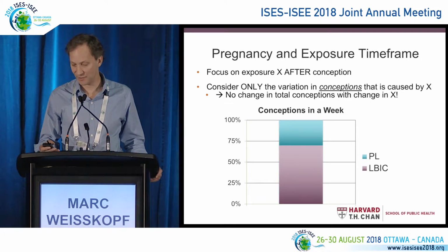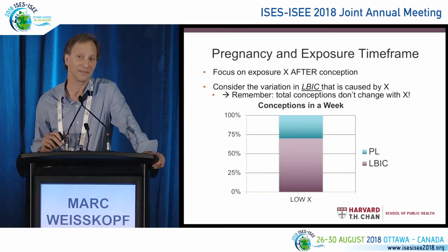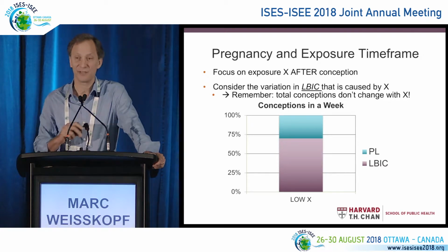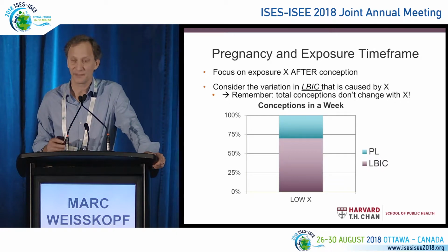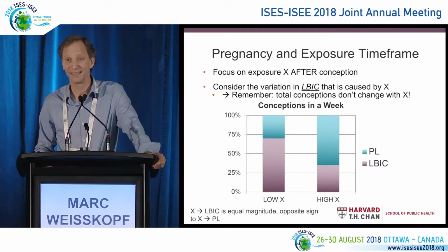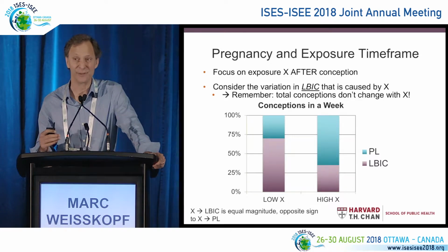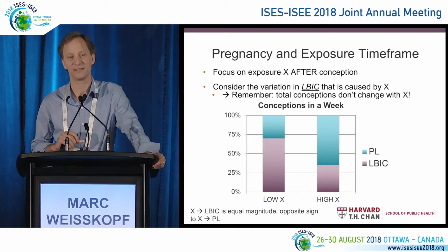So it's made up of both of those. But now we can consider what's the variation in the live birth identified conceptions that is related to X. If I now tell you that what I'm showing you here is when X is low, we might get a certain number of pregnancy losses, but when X is high, the live birth identified conceptions, which we do see, goes down, it has to be doing that in an equal and opposite way to the pregnancy losses.